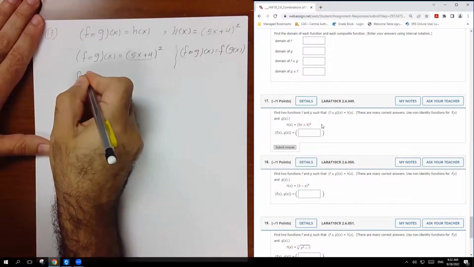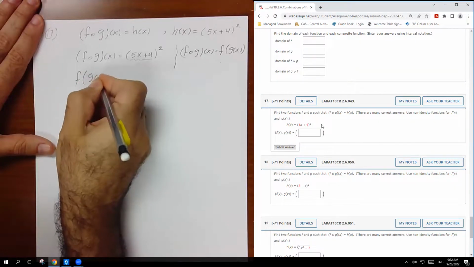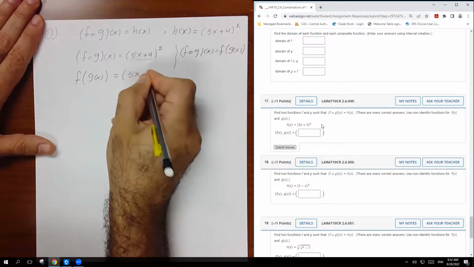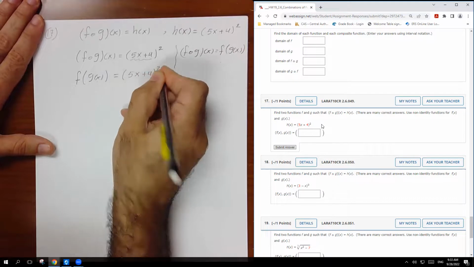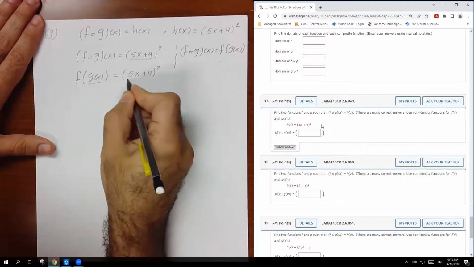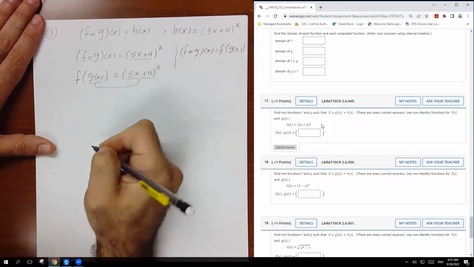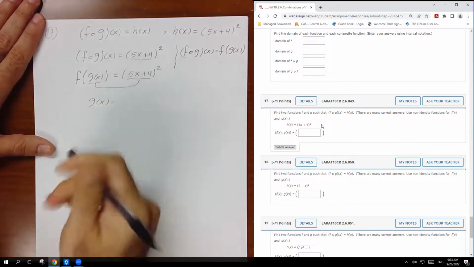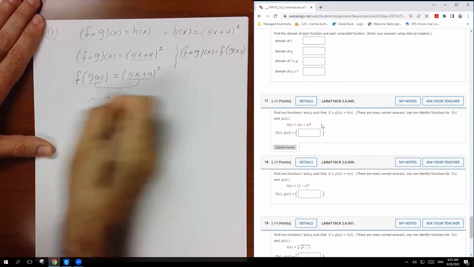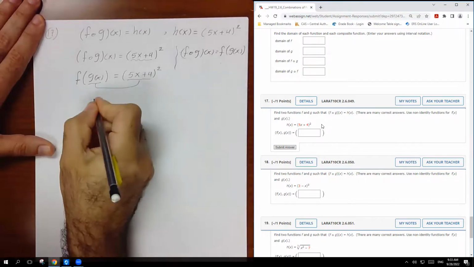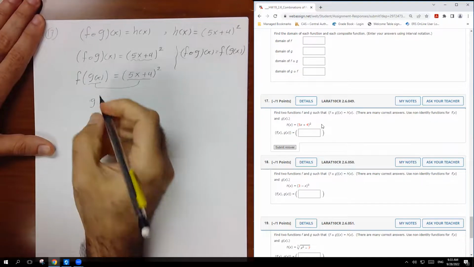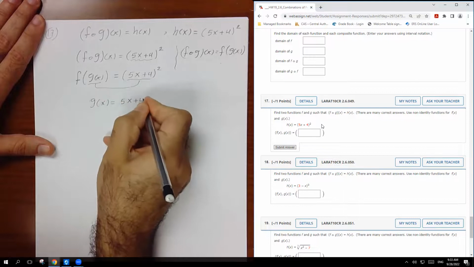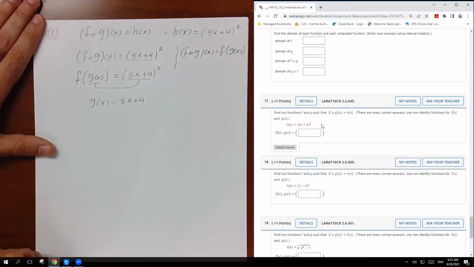F out, g of x is the one inside. That means f composite g of x equals 5x plus 4 squared. So g of x is going to be everything inside. That means g of x, as a function, is going to be 5x plus 4. That's it. This is g of x.